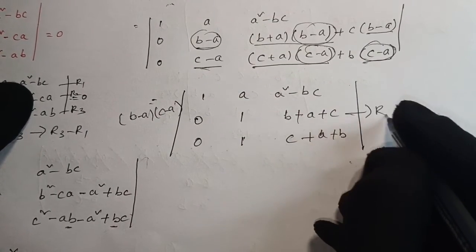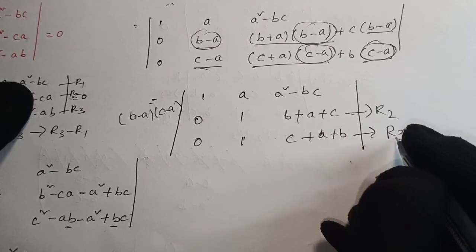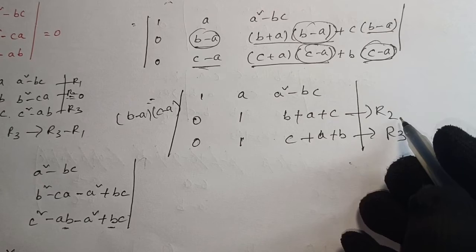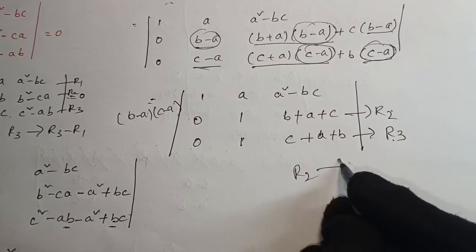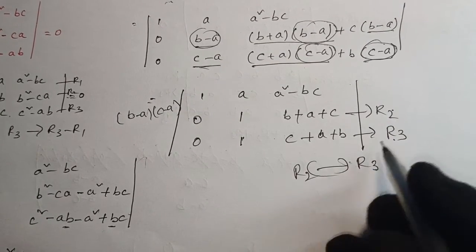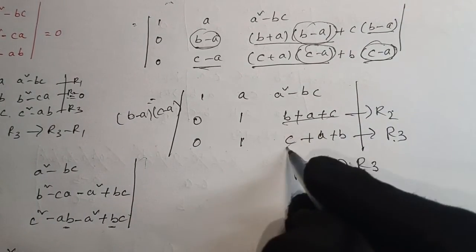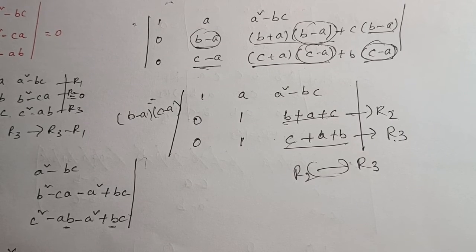Okay, this is the R2, R3. Okay friends, that means R2 and R3 have the same values. That means when two rows are the same, the determinant value is 0. Okay students, this is the rule: two values the same, determinant value is 0.